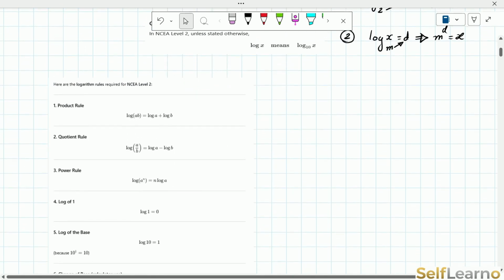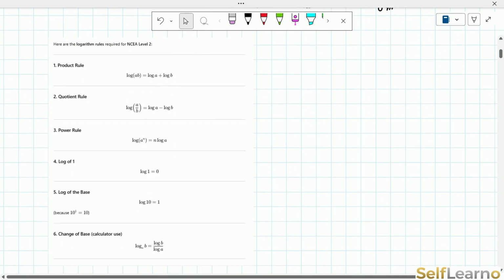Here I have listed all the rules. Though they are given in the formula sheet, I request you to remember them. Okay, not now. I will teach you the uses of each and every rule and eventually you will remember them.